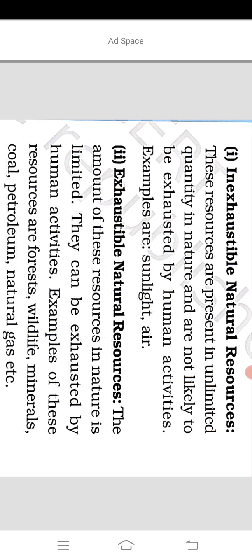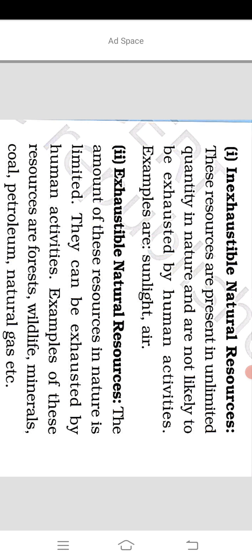Now, exhaustible natural resources. The amount of these resources in nature is limited in quantity. They can be exhausted by human activities. Example of these resources are forest, wildlife, minerals, coal, petroleum, natural gas, etc.